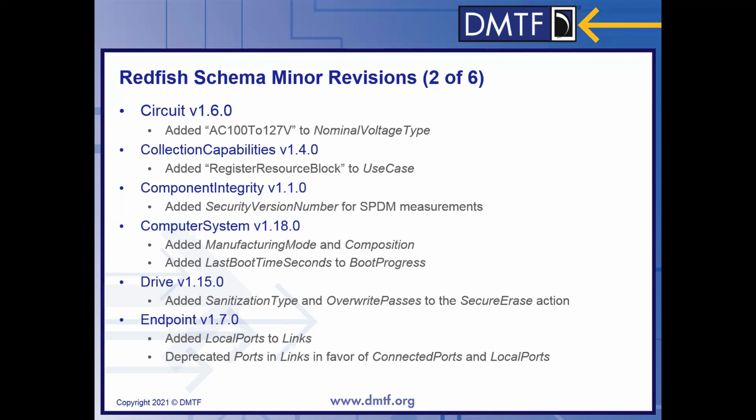In endpoint, this was a clarification. We had local ports added, and that deprecates the previous link that didn't differentiate between the local port and the remote or connected port. So we had connected port, but it wasn't clear how those got used. And so the decision was made, we'll deprecate the generic version of that and then provide connected ports and local ports, to explicitly show these are two separate lists.